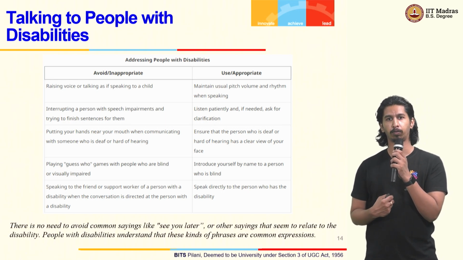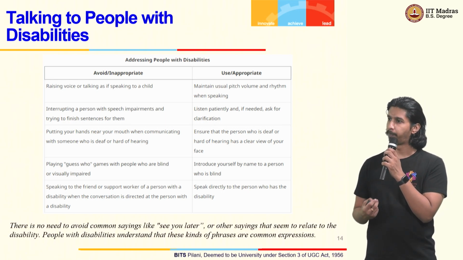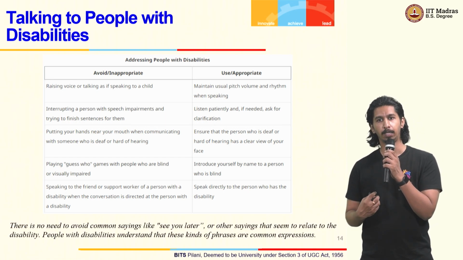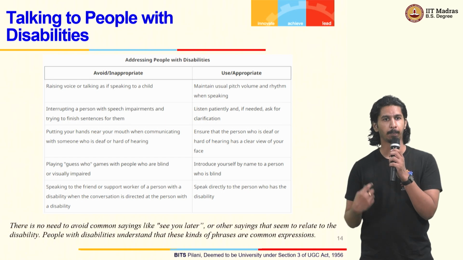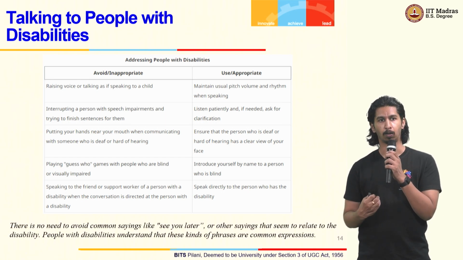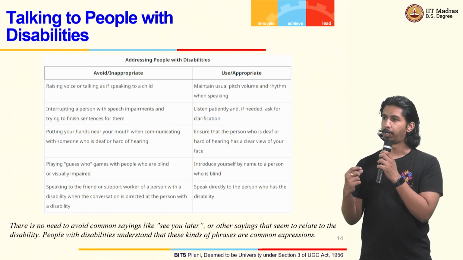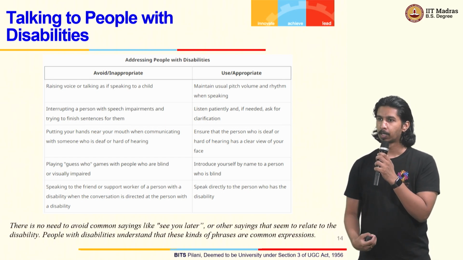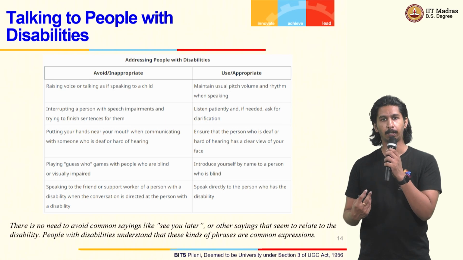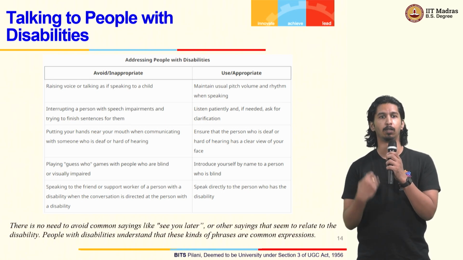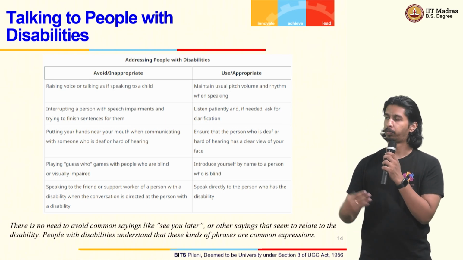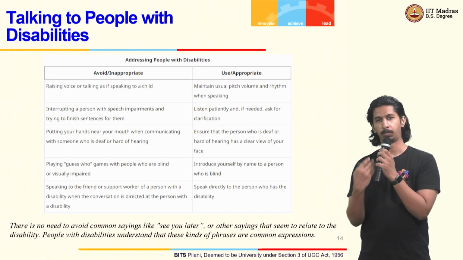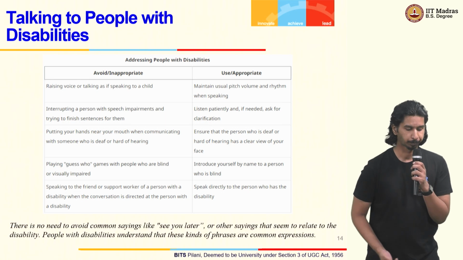The next one again: putting your hands near your mouth, right? For example, a lot of hard of hearing people, or people with deafness, have other sensory abilities which are way more powerful. Meaning they can observe your face and they can look at your lip movements, and based on those they will be able to interpret what you're saying. So in those cases, it's always good that you look at the person straight and talk directly to them, instead of turning somewhere else or covering your mouth while talking, which hampers this whole process, right?